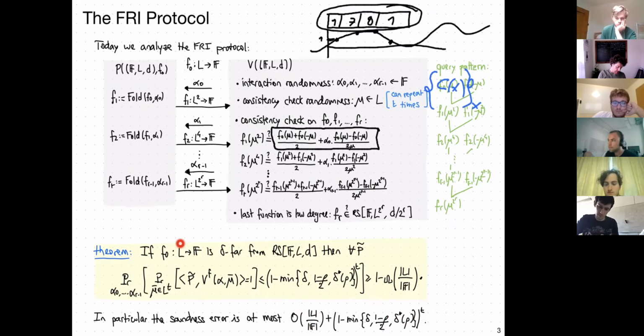Now, the reason why the theorem in its full generality looks so intimidating is that we're decoupling the random alphas that we send for the folding and the mu, which is used for the consistency checks. So in some sense, the inner probability refers to the probability of success with respect to the queries that we make, and the outer probability refers to the interaction that we have with the prover.